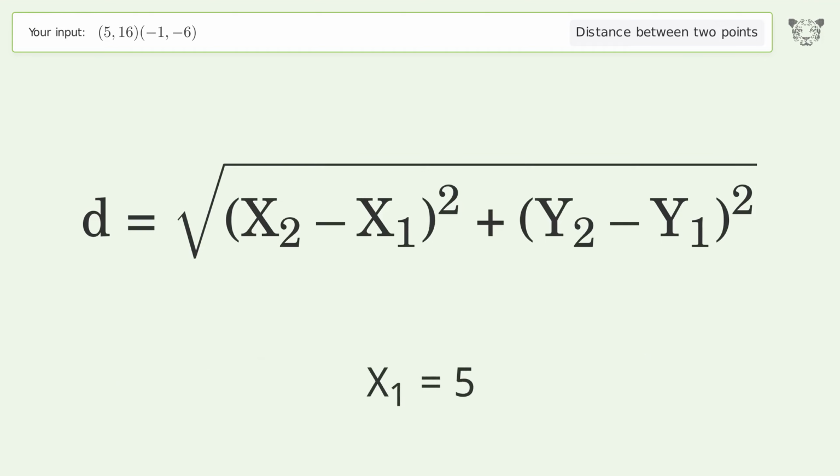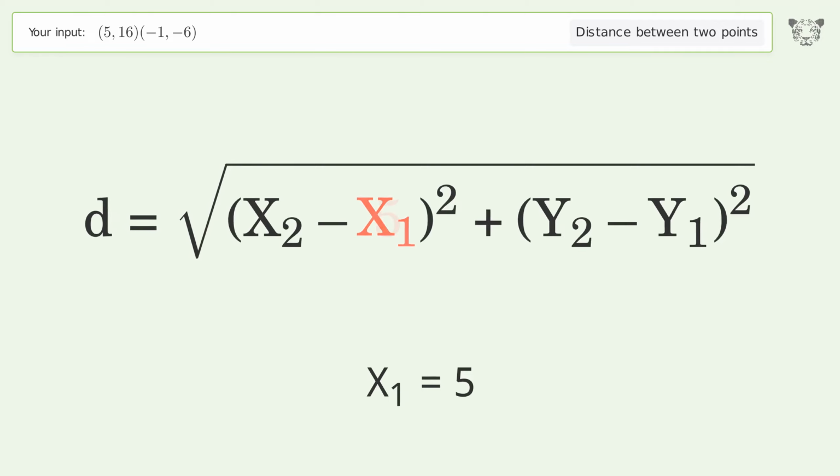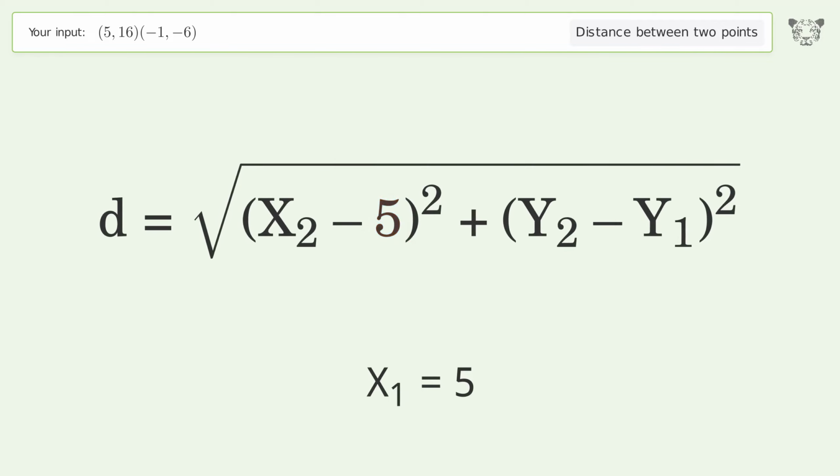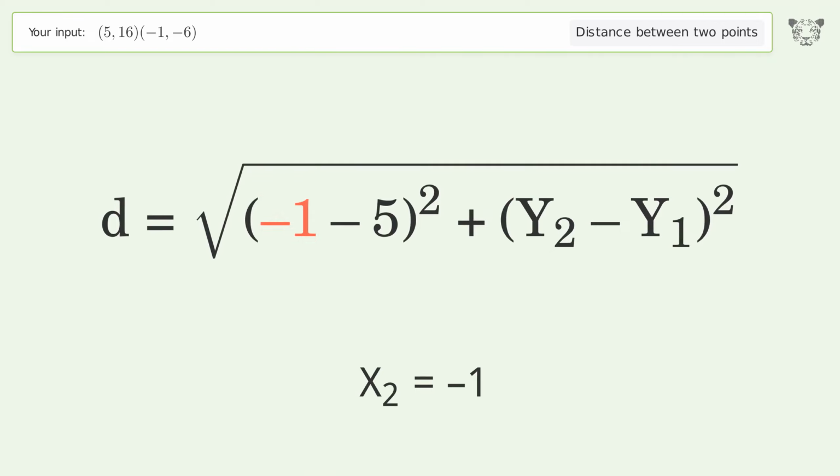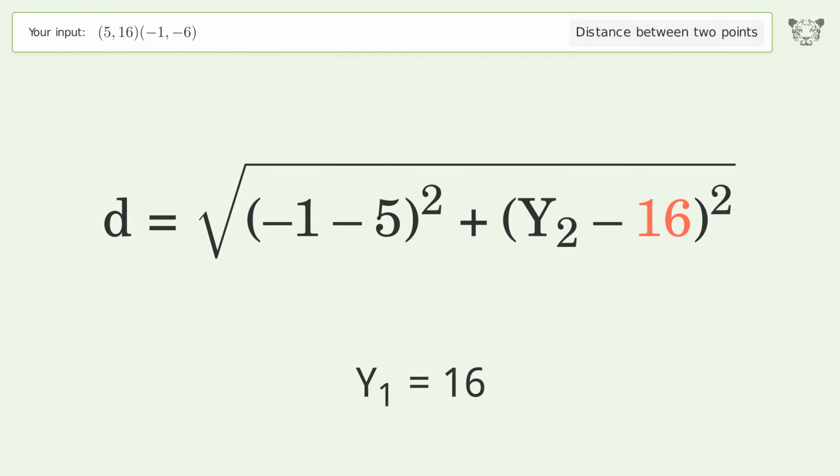x1 equals 5. x2 equals -1. y1 equals 16. y2 equals -6.